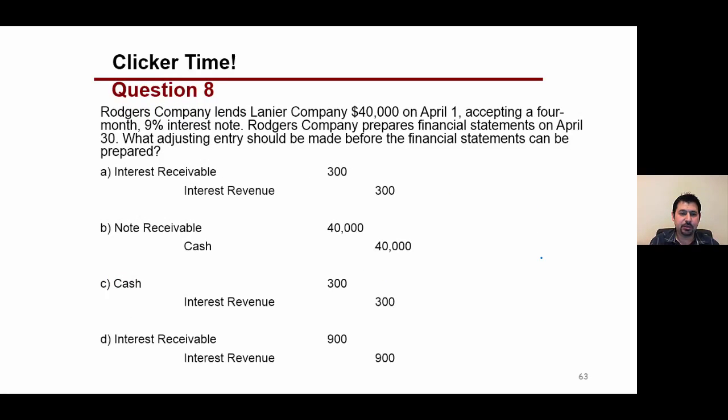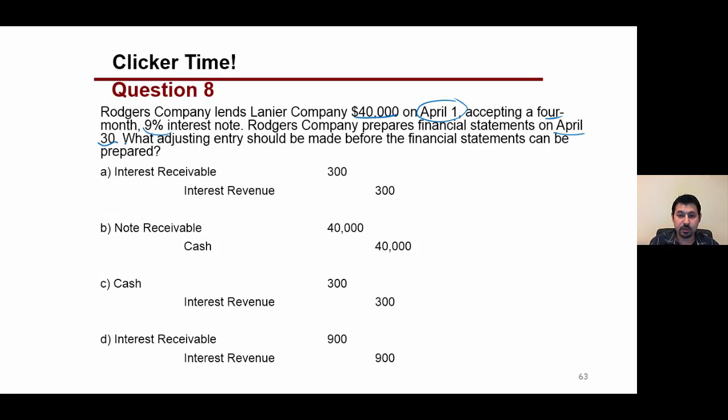Rogers Company lends Lanier Company 40,000 on April 1st, accepting a 4-month 9% interest note. Rogers Company prepares financial statements on April 30th. What adjusting entry should be made before the financial statements can be prepared? So here we need to recognize the accrued interest. We need to record the accrued interest. The face value is 40,000. It was signed on April 1st. It's a 4-month 9% interest note. We need to make the adjusting entry for April 30th.